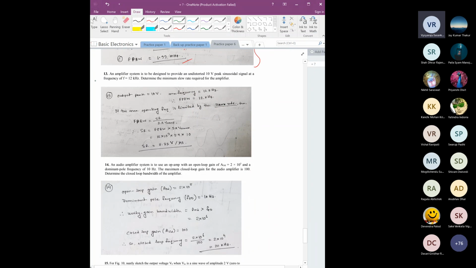Okay, then let us see question number 13. An amplifier system is to be designed to provide an undistorted 10-volt peak sinusoidal signal at a frequency of 12 kilohertz. Determine the minimum slew rate required for that amplifier. Here the full power bandwidth is given, 12 kilohertz, and the peak output voltage is also given, 10 volt. Use the same formula and find the slew rate. That's all. Is this clear to you? Question number 13, please check. I think it is pretty straightforward, but you also do check it once.